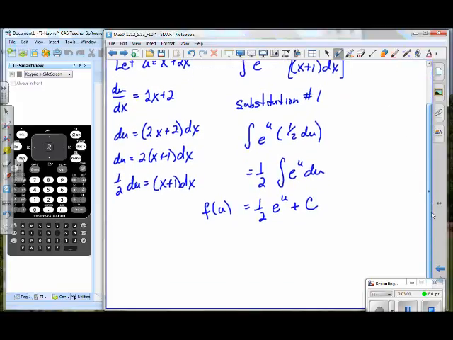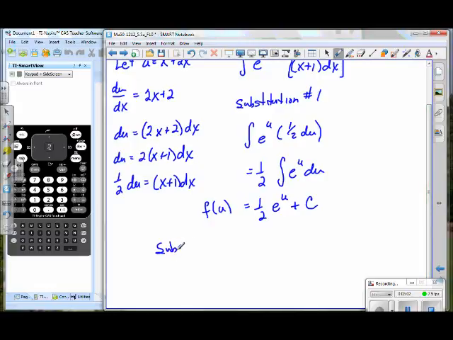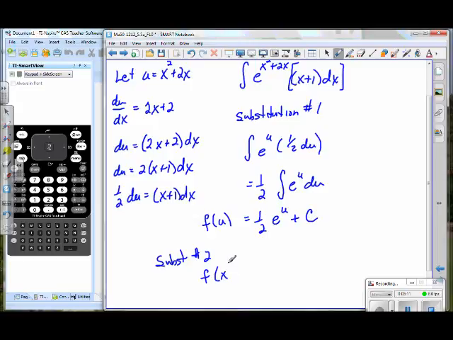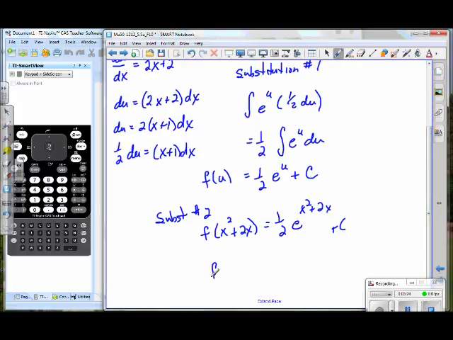This now is my function, but it's now in terms of u. I need to go back and make sure that I am true to the original problem, which means that it's in terms of x. So this is when I make my second substitution, and I look at what is u. Well, we let u be x squared plus 2x. So that makes it 1/2 e to the x squared plus 2x plus c, or simply f of x equals 1/2 e to the x squared plus 2x power plus c.